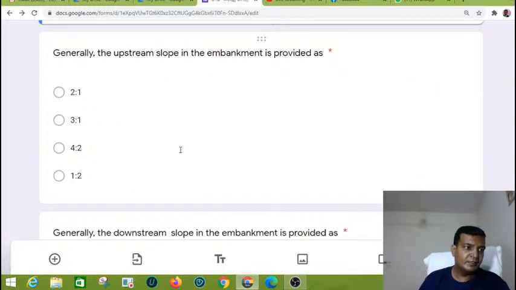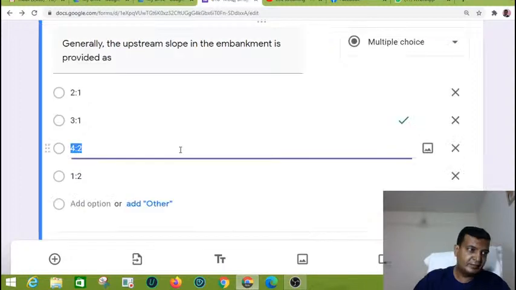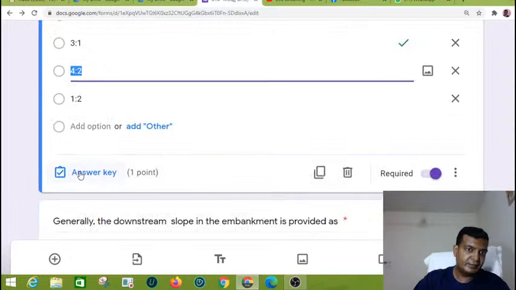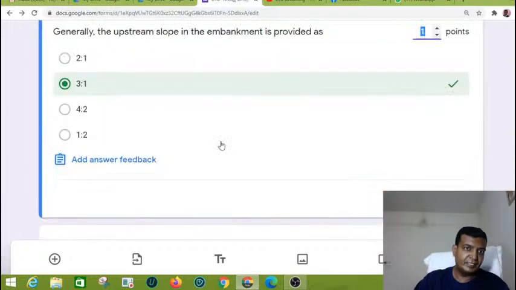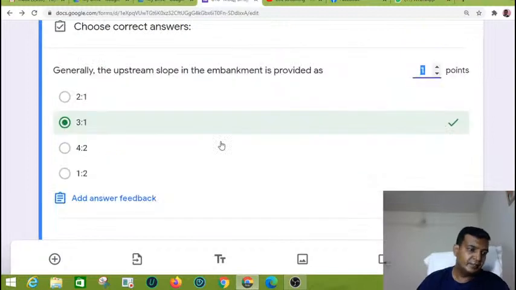Next, generally the upstream slope in the embankment dam is provided as... answer is 3:1. Upstream slope in embankment dams you have to keep in your mind as 3:1.